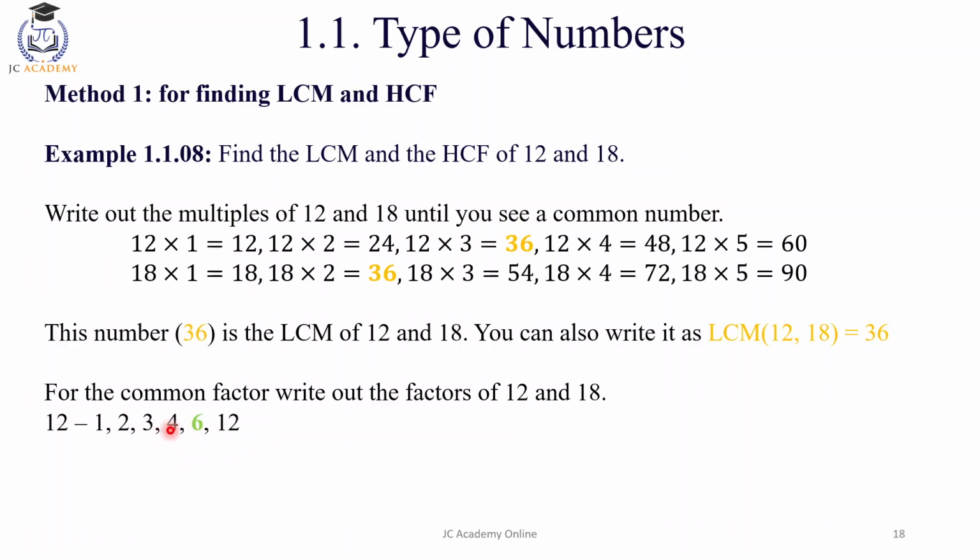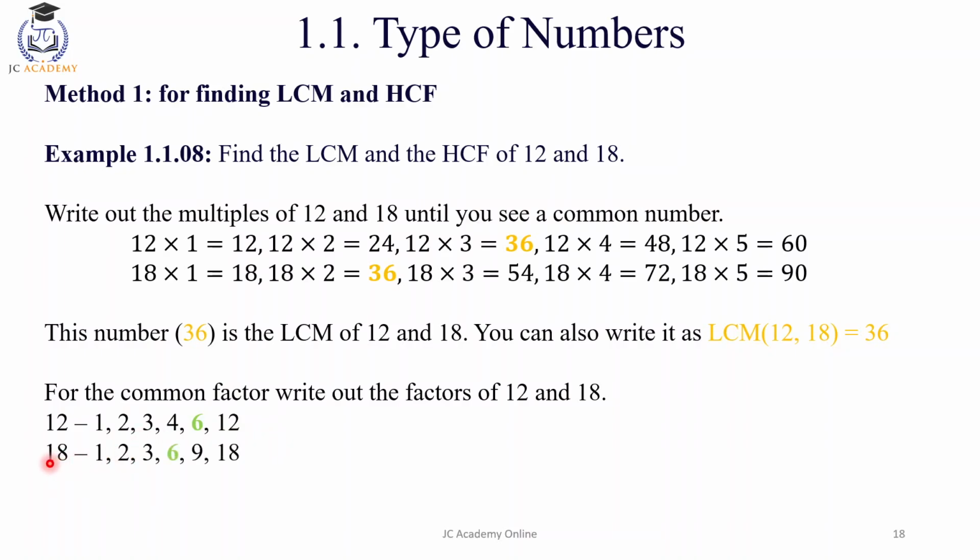We get 4 times 3 equals 12. So once we repeat, that means we stop. That means we have reached all our factors. So we've exhausted the method and we've found all our factors. The factors are 1, 2, 3, 4, 6, and 12.